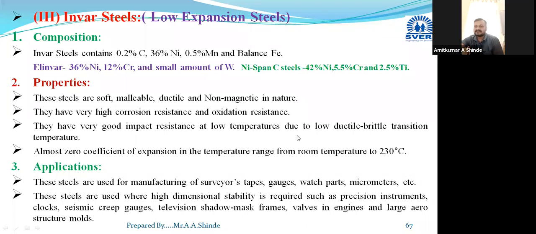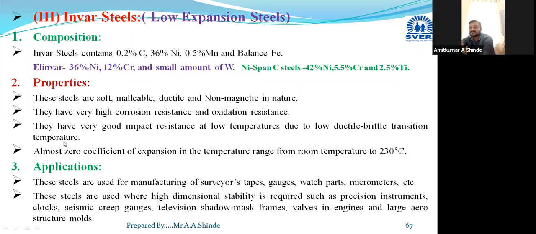And then related to the applications, we have discussed composition and properties. Now we will discuss the applications. These steels are used for manufacturing of surveyor tapes, gauges, watch parts, then micrometers. Okay, I will show you the pictures of this. And these steels are used where high dimensional stability is required.